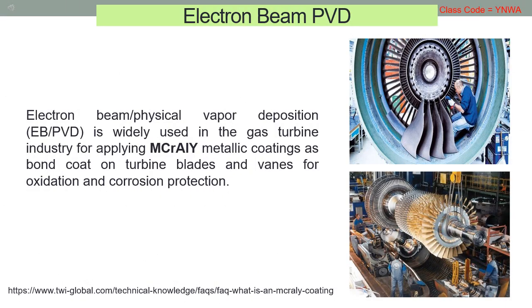See the figure here. The picture shows the EB-PVD thermal barrier coating on a high-pressure turbine blade for an aircraft engine. EB-PVD is also widely used in the gas turbine industry. It is applied to MCrAlY metallic coatings as a bond coat on turbine blades. If you read about the development of turbine blades, you will find that the major improvement in turbine blade material technology was the development of thermal barrier coatings or TBC.